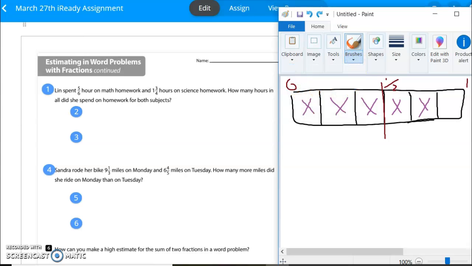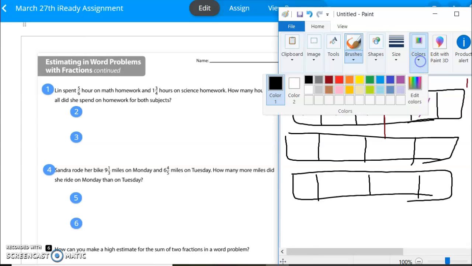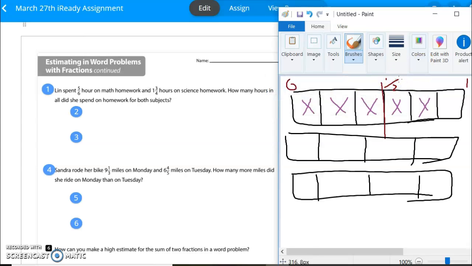The second set, 1 3/4 hours on science homework. So I'm going to go ahead because otherwise I would forget. I'm going to draw my whole for my whole hour and then my 3/4 of an hour as well. And because we're working in sections of 4, because it's 3/4, I'm going to go ahead and draw them on both sides, on the hour and the partial hour. So I know that Lynn worked 1 hour and then 3/4 of an hour.